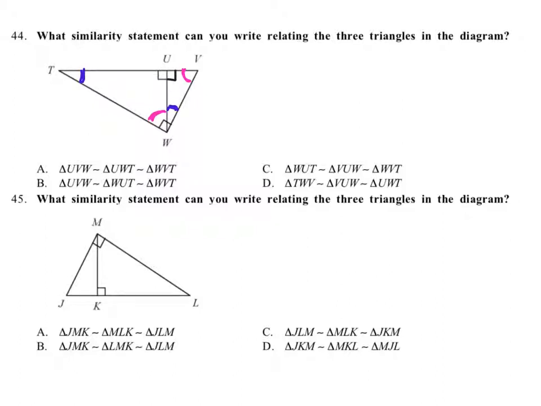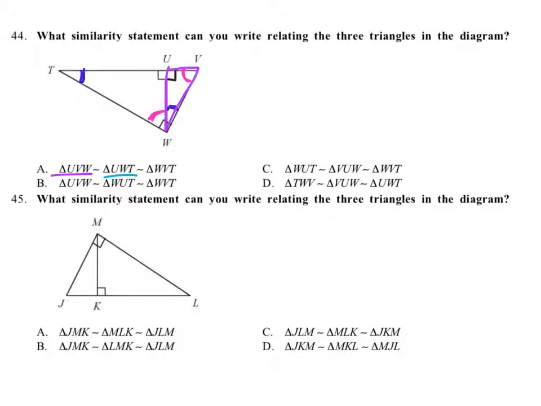Now we want to look at how they're naming it. Let's look at the first one here. They say U to V to W. Which one is that? They're talking about the small triangle. U to V to W. They're going right angle to pink to blue. Right angle to pink to blue.